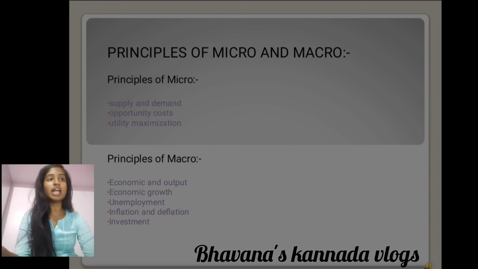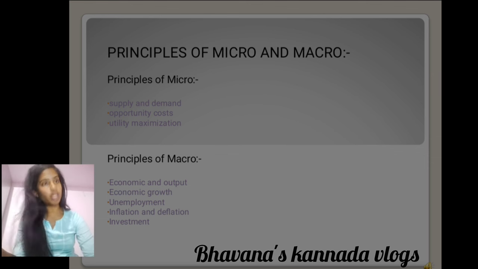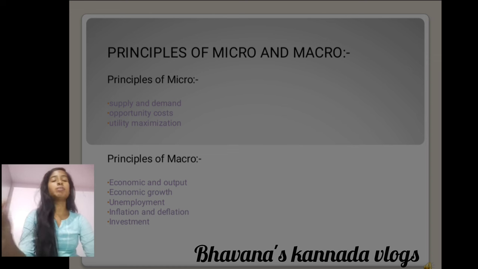Next, coming to unemployment, the number of people who are not employed is called unemployment. The company should always give jobs to the people who are in need. If not, the people who are sitting without a job are called unemployed.